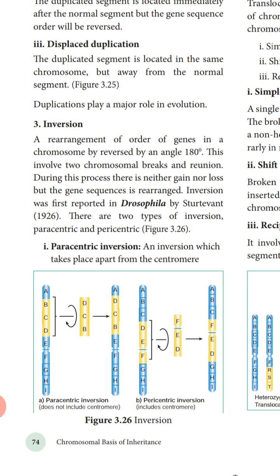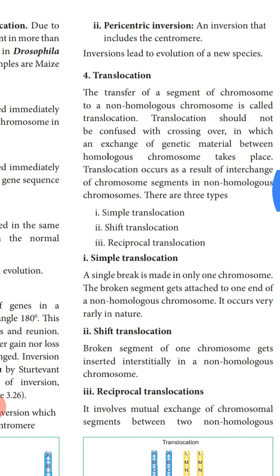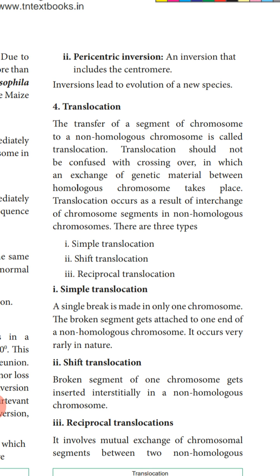In paracentric inversion, the inversion takes place apart from the centromere, or the centromere is not involved in that inverting segment, then it is called paracentric. Next, pericentric, an inversion that includes the centromere. That also we have studied with the diagram. So what is pericentric inversion? An inversion that includes the centromere, that is, the segment which is getting inverted, along with that the position of the centromere is also changing, then it is called pericentric inversion. Inversions can also lead to the evolution of a new species.